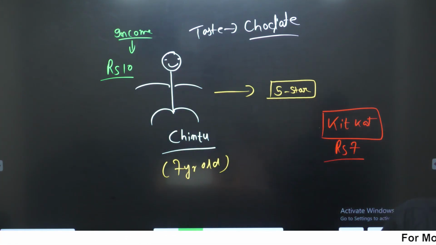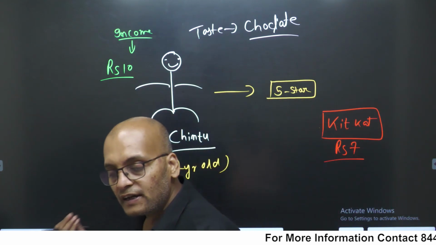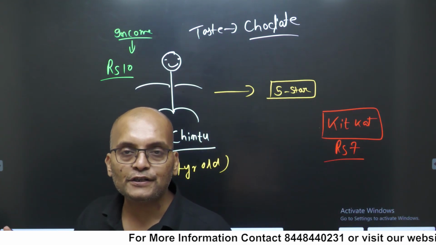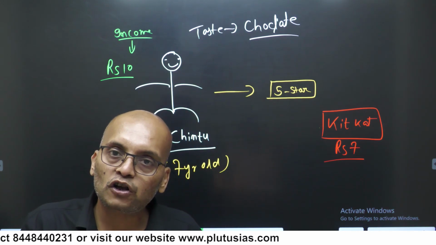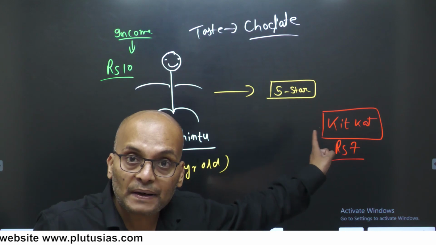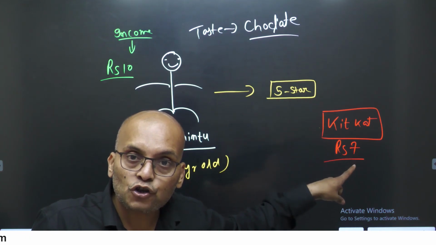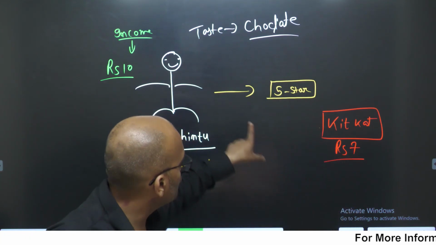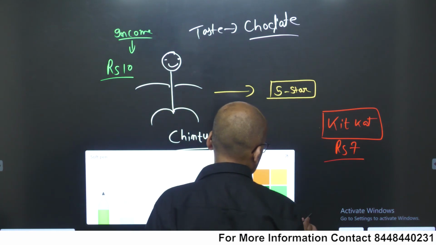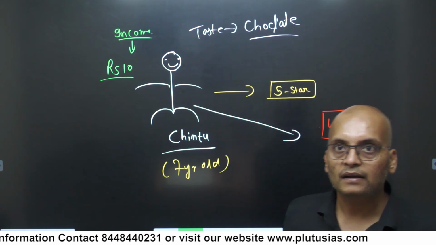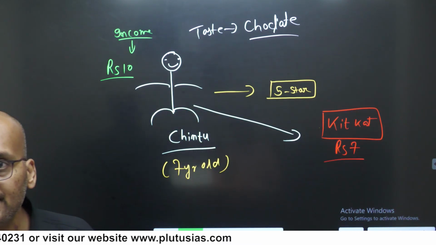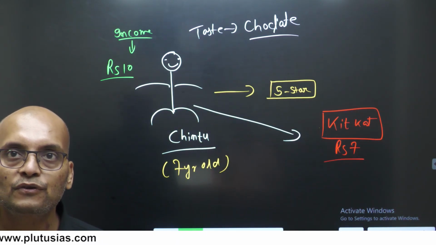Chintu loves chocolate. He loves all types of chocolate. It's not that Chintu is a fan of 5-star. He eats 5-star, but he loves all the chocolates. So if the price of another chocolate is lesser, Chintu will go for this. Tell me yes or no. He will purchase Kit Kat. Guys, right or wrong? Right.